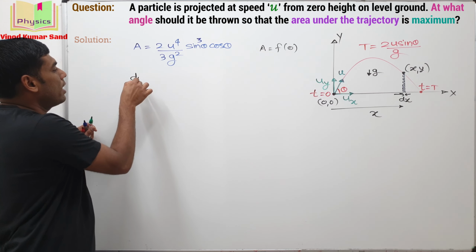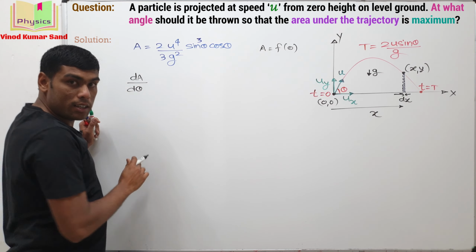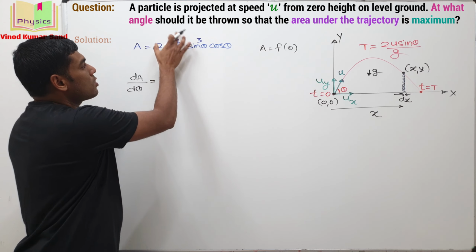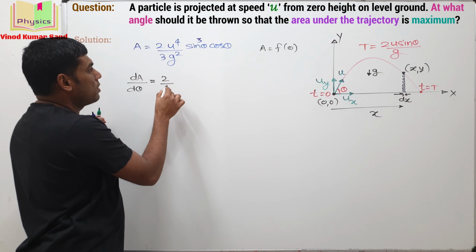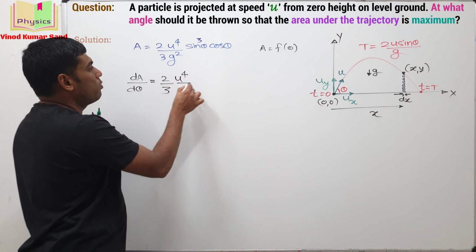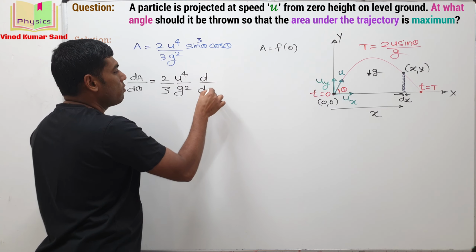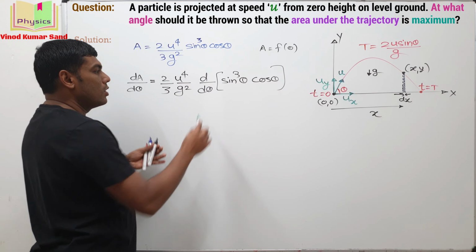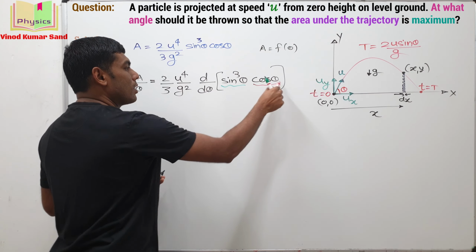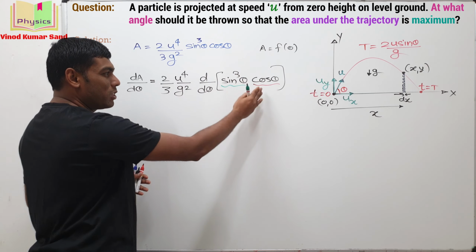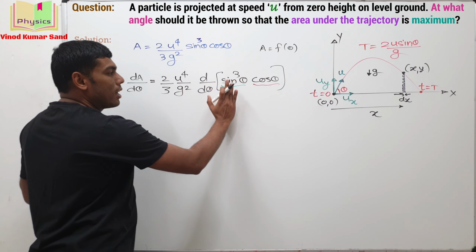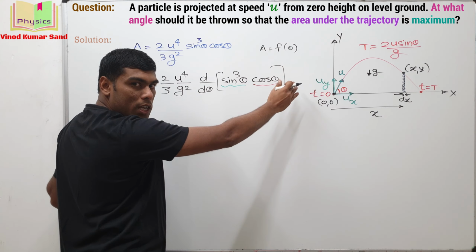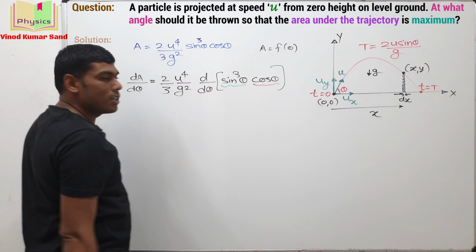So for that we will first require dA by d theta, or d by d theta of A, however you pronounce it, which is equal to, all this is constant so it is kept outside of the differentiation, 2 by 3 u to power 4 by g square, and we are going to differentiate sine cube theta and cos theta. You can check these two terms are in multiplication. I hope you remember the way of differentiation of such things. So I'll keep the sine cube theta and differentiate the cos theta. Then we'll put a positive sign. We'll keep the cos theta outside and we'll differentiate the sine cube theta.